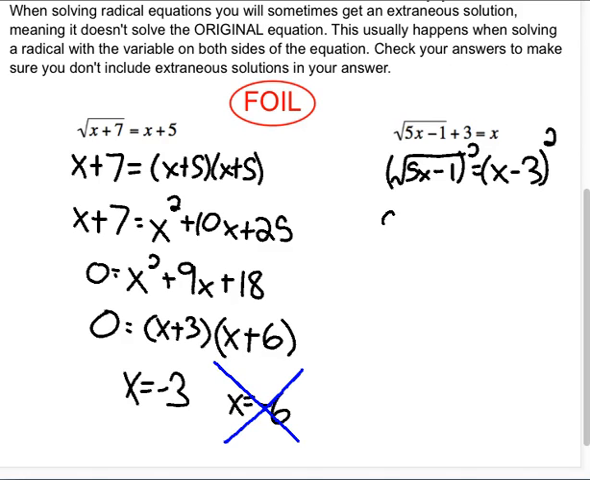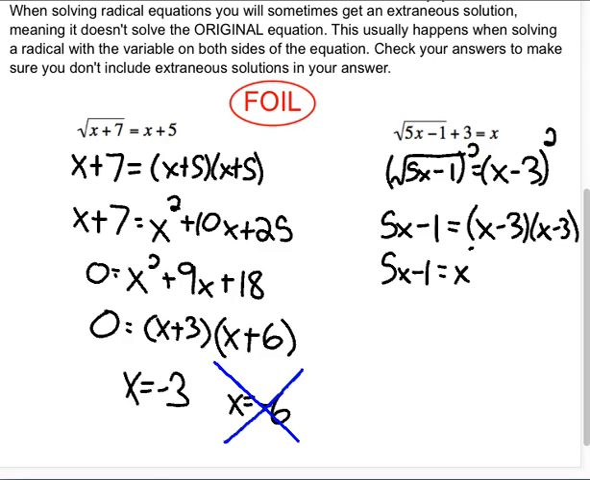So that's going to give me 5x minus 1 over here. Squaring just undoes the square root. And now this is something that, if I write out the squared, is something that's going to end up foiling. So that gives me x squared minus 6x plus 9.